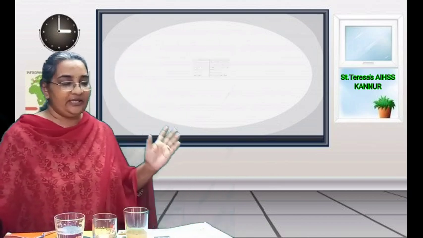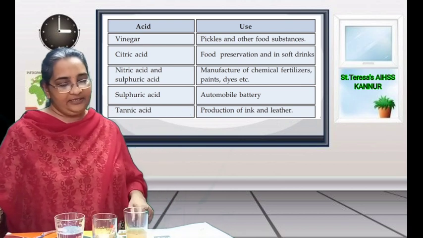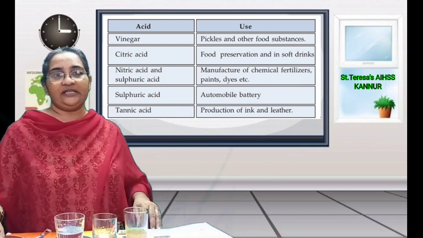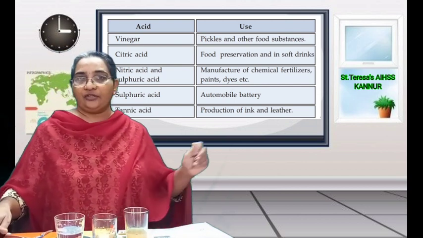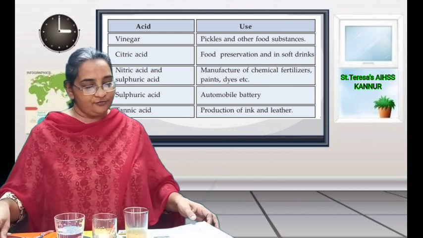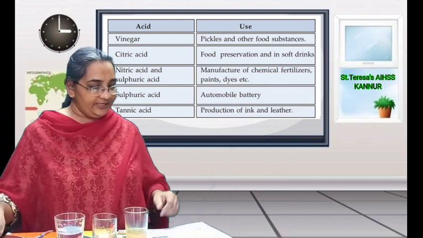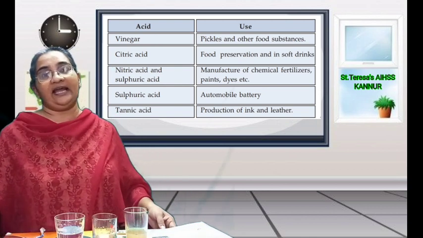Now, the acids and alkalis can be used in different ways. They are used in laboratory for different uses. In your textbook, you can see the table given there. Vinegar. What is the use of the acid vinegar? Yes, we use it to preserve food, in pickle and other substances. Then citric acid is also used as a preservative in drinks and food. Then nitric acid and sulfuric acid are used in chemical fertilizers and paint and dye.